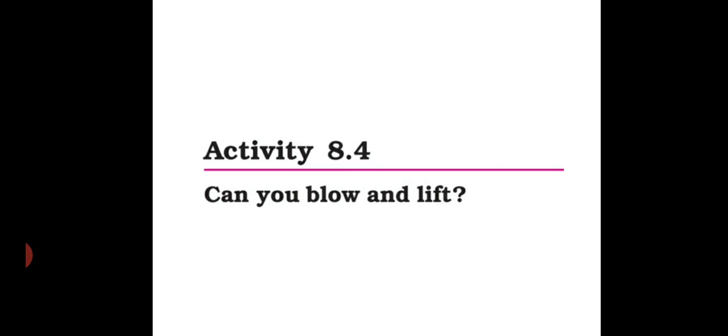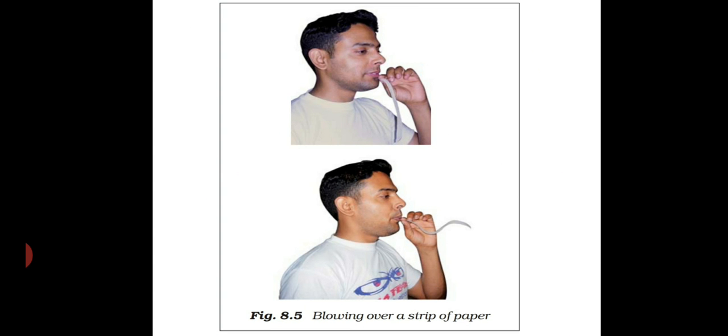Now the next activity is, can you blow and lift? Here you can see what we are going to do in this activity: blowing over a strip of paper. Let's see what we will do. We'll hold a strip of paper 20 cm long and 3 cm wide between thumb and forefinger. We'll blow over the paper. What will we observe?